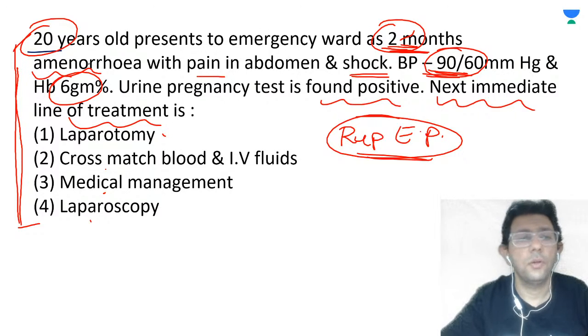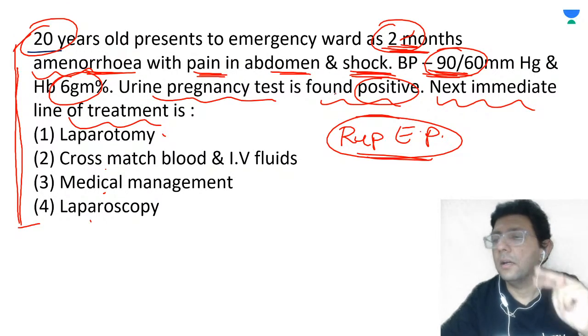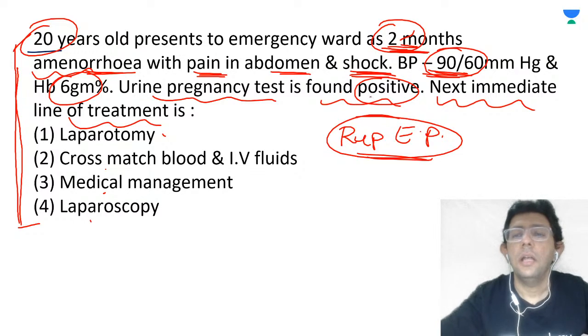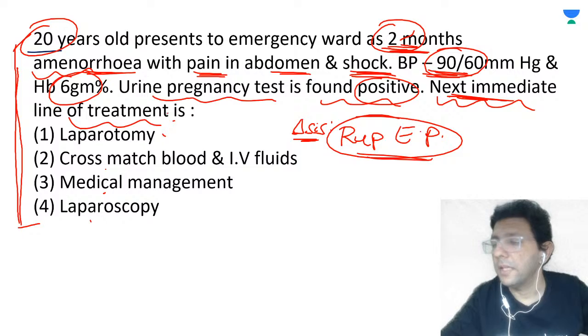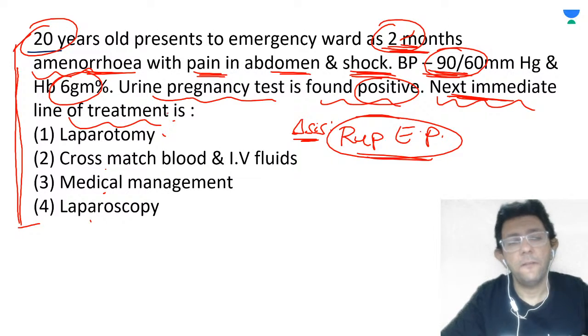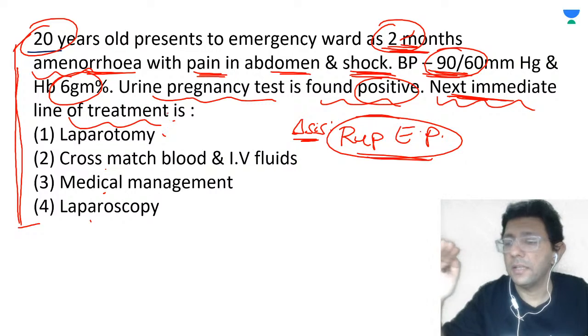Okay, 20-year-old, 2 months amenorrhea is there, and pain in abdomen is there, and shock is there, and urine test is positive. So she is pregnant and in severe shock, so ruptured ectopic is our diagnosis. So like this, as I told you, clinical MCQs will be coming in the exam. Next immediate line of treatment is, okay, somebody saying 1, somebody saying 2, fair enough. I'm not giving the answer yet.